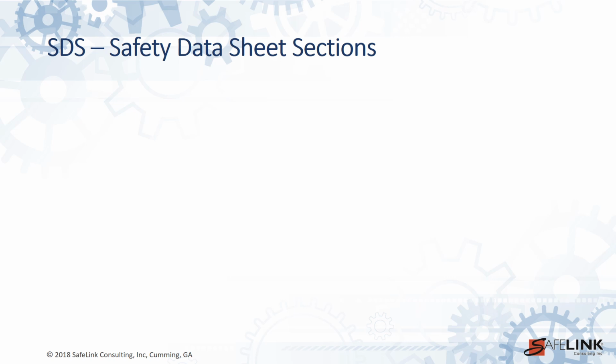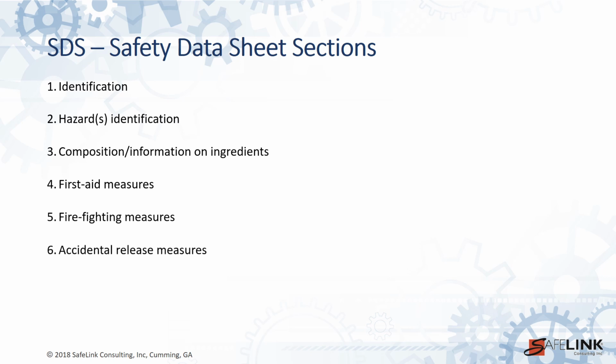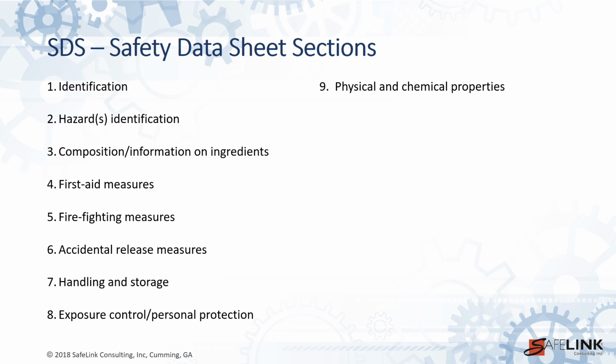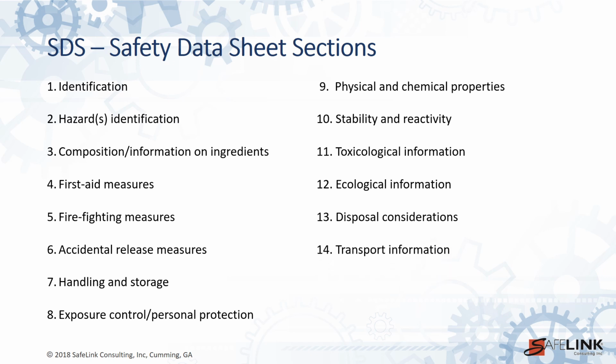Here are the titles of the required 16 sections of an SDS. Identification, hazard identification, composition or information on the ingredients, first aid measures, firefighting measures, accidental release measures, handling and storage, exposure control and personal protection, physical and chemical properties, stability and reactivity, toxicological information, ecological information, disposal considerations, transport information, regulatory information, and other information.